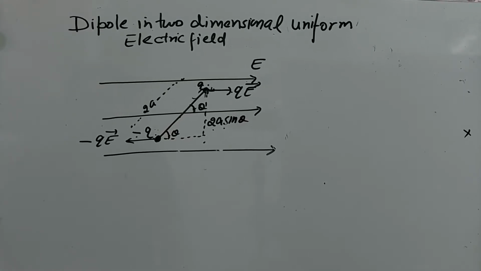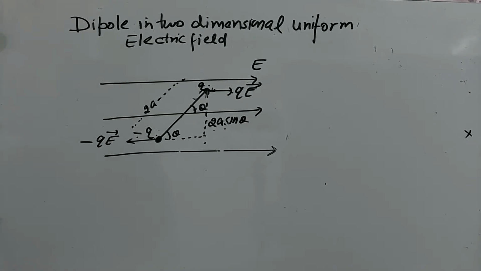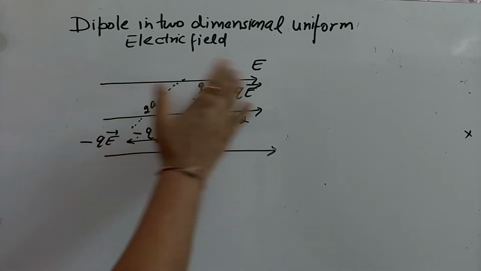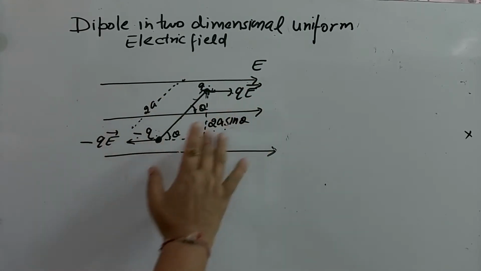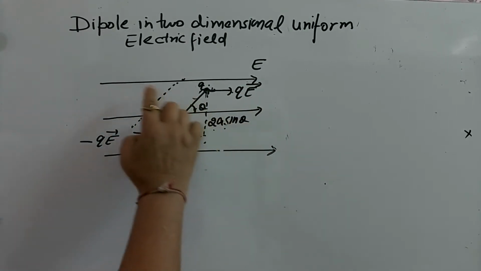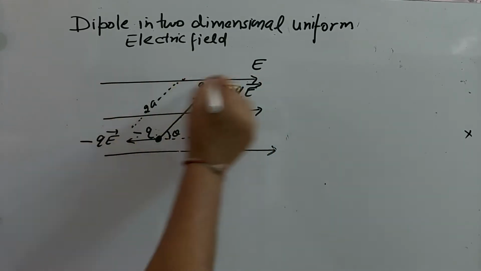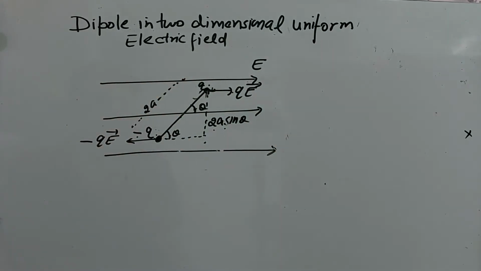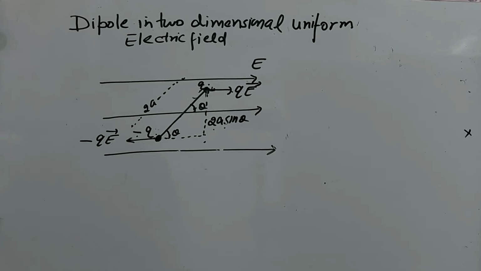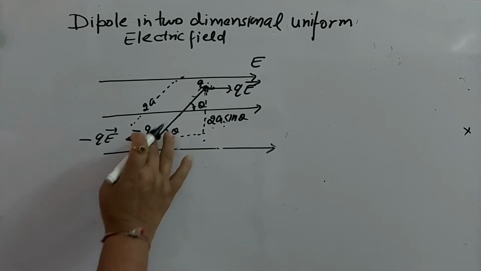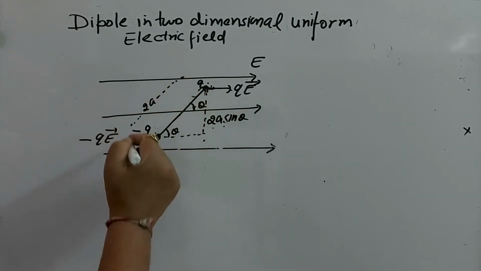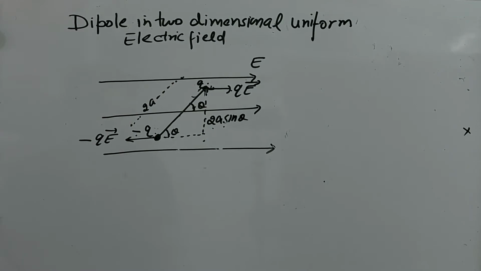Today our topic is the study of dipole in two-dimensional uniform electric field. Now suppose electric field is acting from left to right, and this uniform electric field is represented by parallel equispaced lines. This is from left to right, and dipole which consists of two charges equal and opposite, minus q and plus q charge, having distance between them equal to 2a, which is called the length of the dipole.